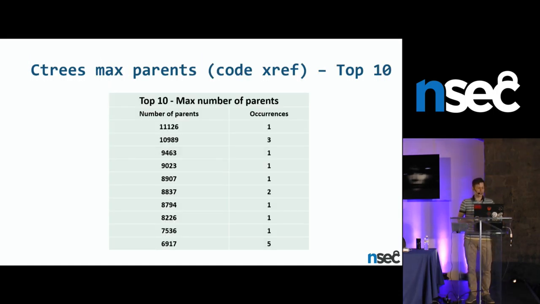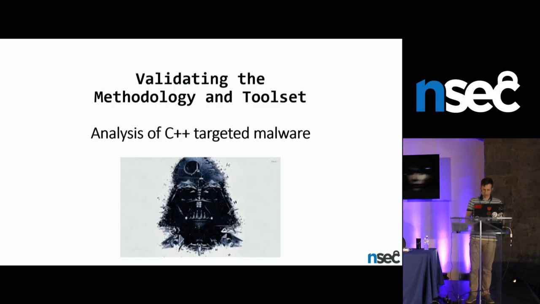And here are the ctrees with their cross references. We put here a maximum of 10, the top 10 ctrees, and we have one ctree with 11,000 cross references to it. This is pretty high, and this is an outstanding number. As we can see in this table, the number of parents is steadily decreasing. You can go to the original version of the presentation to get complete results.